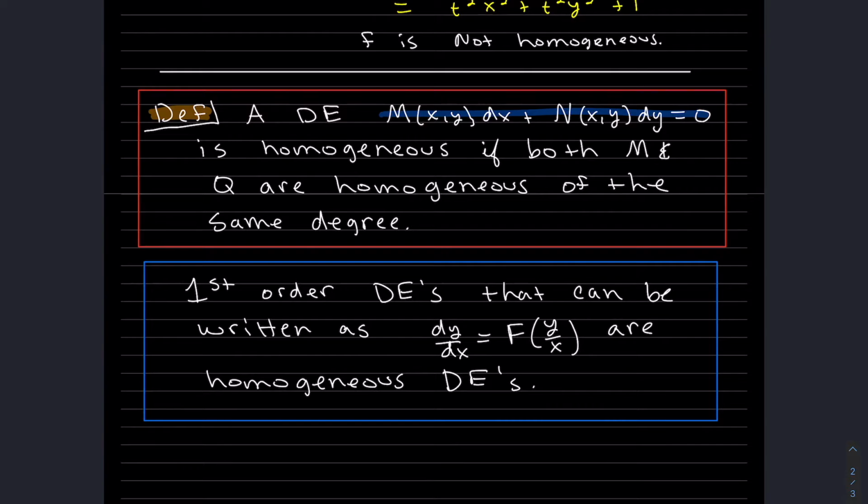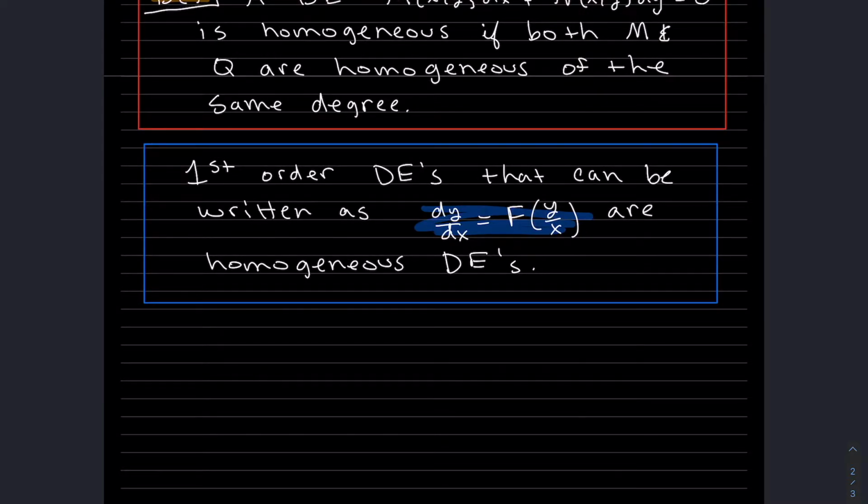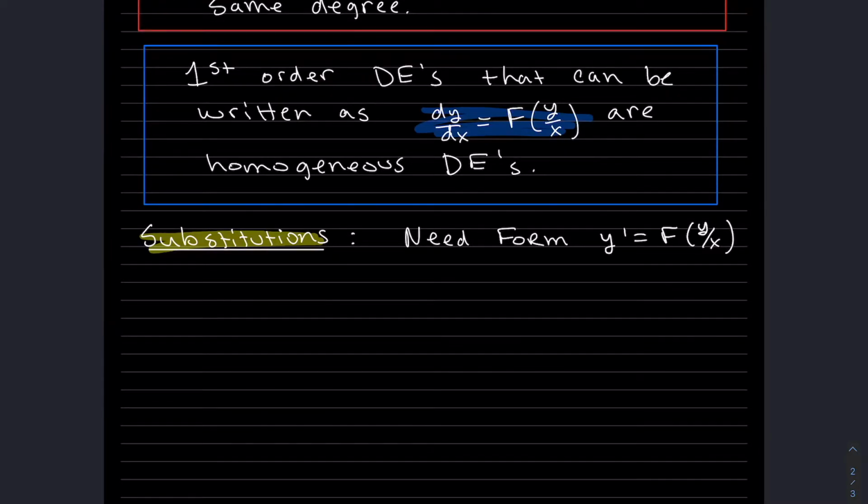Okay, so also first order differential equations that can be written as the derivative y prime equal to a function of y over x, then they're homogeneous DEs. So basically, if it's homogeneous, it could be written in that form. For the substitutions, I'm going to actually show you two methods. In the first method, we will need the form y prime equals a function of y over x.